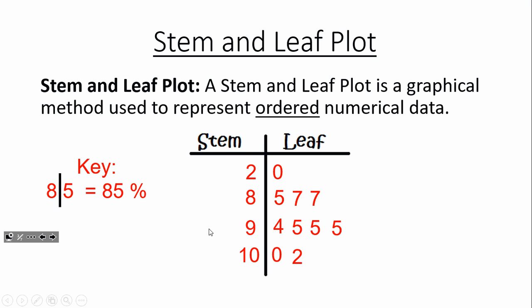Well, here's the next question. Turn to your neighbor. What was the highest score on this test? Okay, you should have said 102. So again, this is a 10 in the tens place, so it's 100, and this is a 2. Okay, now turn to your neighbor and answer this question. What was the lowest score on the test?